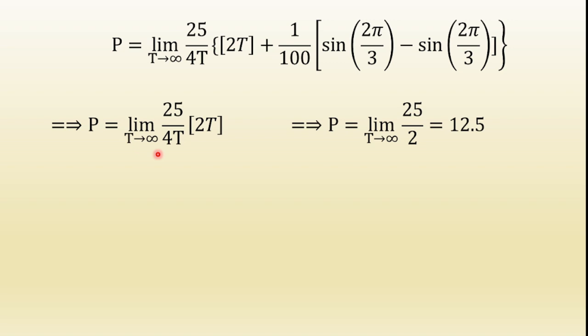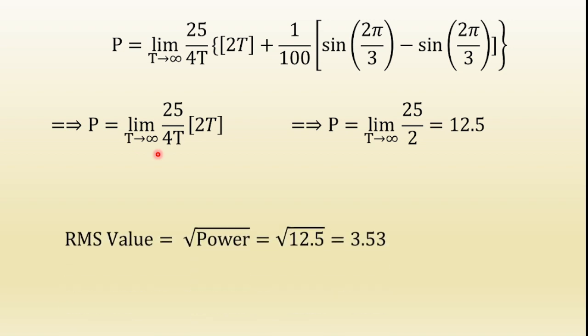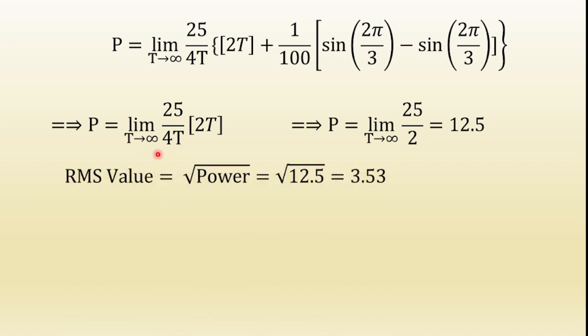And next, calculate the RMS value. The RMS value is the square root of the average power of the signal. Now here, what is the power? The power value is 12.5. Square root of 12.5 is 3.53. So this is the explanation of the first bit, and this is the procedure we can use to determine average power and RMS value of the given signal.